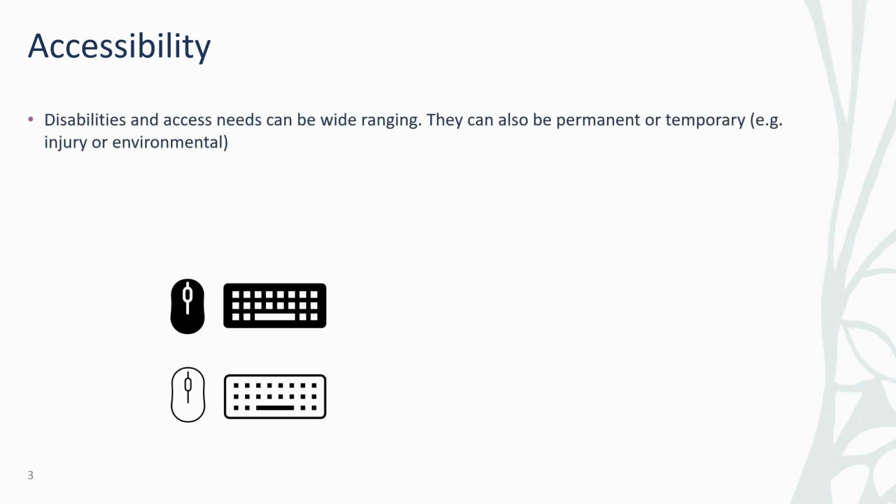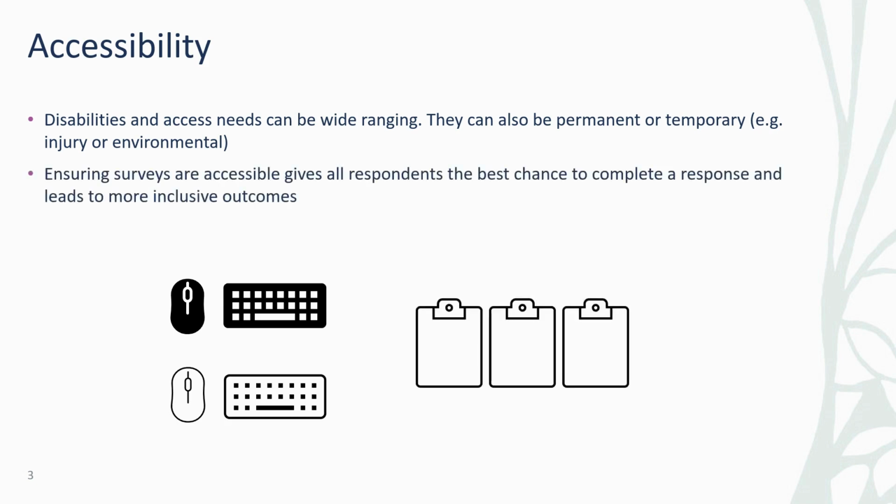Accessibility. Disabilities and access needs can be wide-ranging. Disabilities such as visual impairments are a key example, but access needs can also be temporary, such as injury, or environmental, such as bright sunlight or a loud train. Ensuring surveys are created to be as accessible as possible gives respondents the best chance to complete a response.